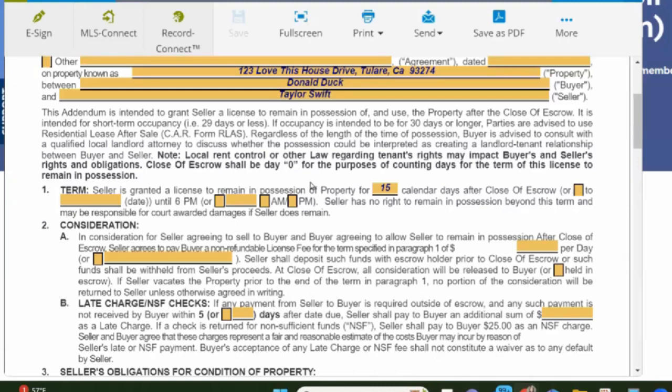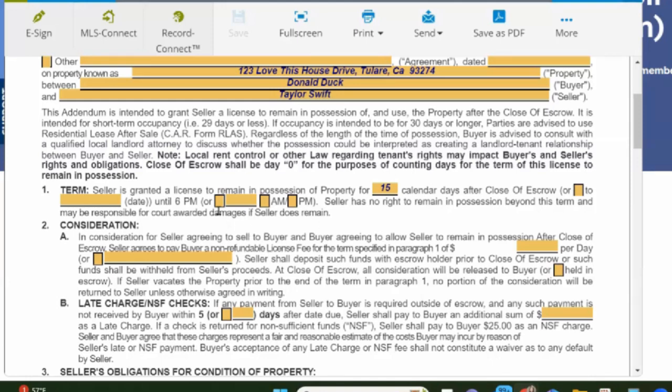So this is not only for the license, the seller in possession form, but also for a contract. Close of escrow counts as day 0. So if they have 15 days to stay, the day that escrow closes is day 0. The next day is day 1. And so it puts it right on here. But just for a purchase agreement, the day that it's signed and accepted by both buyer and seller, that's day 0. The next day is day 1. So when we're talking about a 30-day escrow, it counts similar to what this is saying.